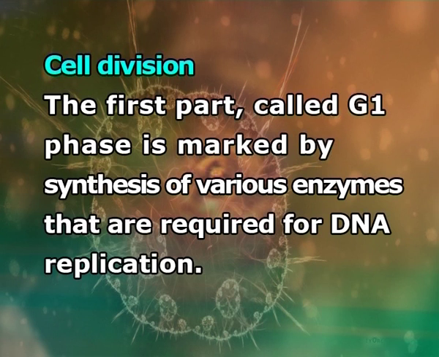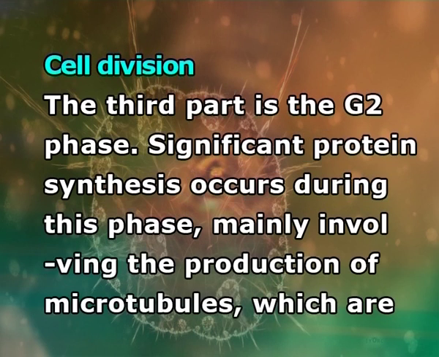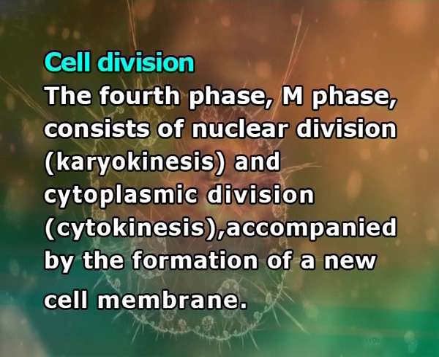The first part, called the G1 phase, is marked by synthesis of various enzymes that are required for DNA replication. The second part of the cell cycle is the S phase, where DNA replication produces two identical sets of chromosomes. The third part is the G2 phase. Significant protein synthesis occurs during this phase, mainly involving the production of microtubules which are required during the process of division called mitosis. The fourth phase, which is the M phase, consists of nuclear division, which is called karyokinesis, and the cytoplasmic division, which is called cytokinesis, accompanied by the formation of a new cell membrane.